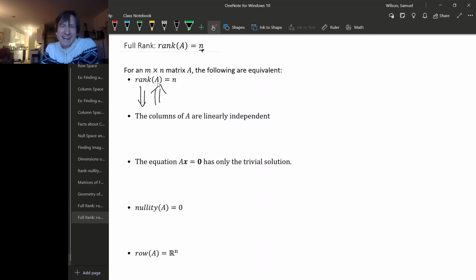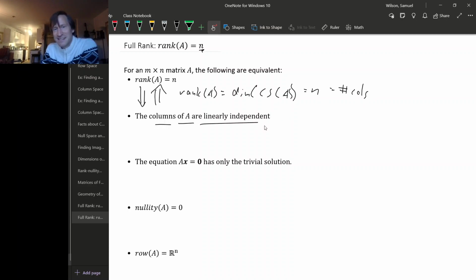So the rank of A is the dimension of the column space of A, but here we have the columns are a spanning set. So if this is N, if this is the number of columns, then they must be linearly independent. If they're linearly independent, then the dimension of this space is N, in which case rank is N. So this implication goes both ways.